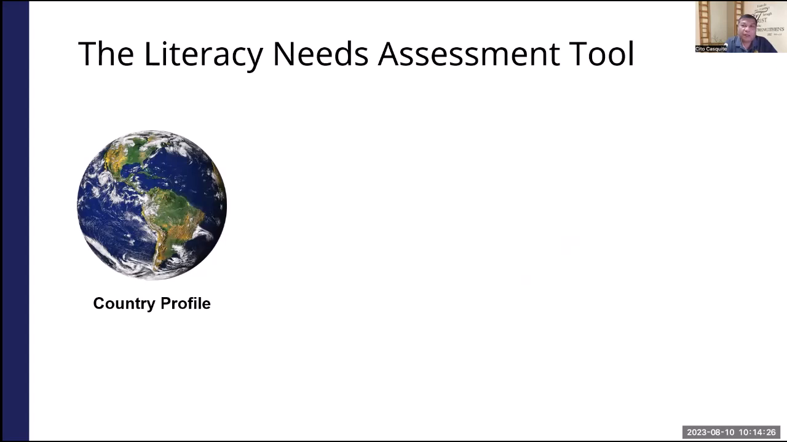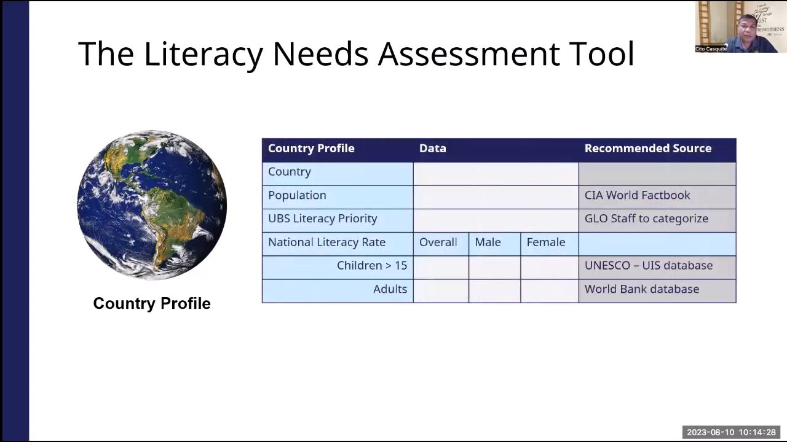So for country profile, if we zoom in on the questionnaire, it looks like this. On the middle part is where they put the data that they can gather from the field. And then there's also a column for the recommended source. And for the country profile, our questions range from the name of the country, of course, the population, as well as the literacy rate. And we segregated them into children and adults, and male and female.